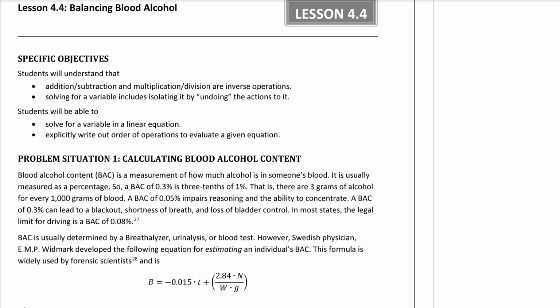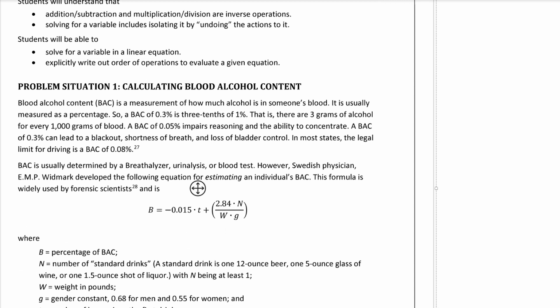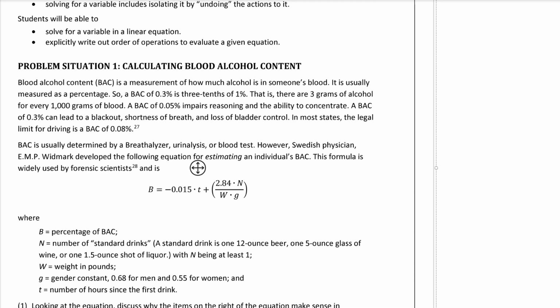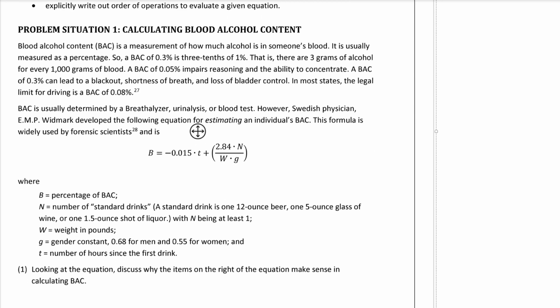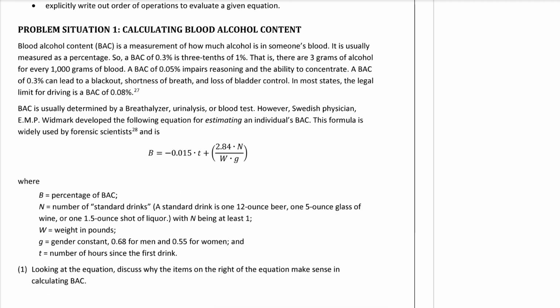So let's read the specific objectives. Students will understand that addition and subtraction, multiplication and division are inverse operations. Solving for a variable includes isolating it by undoing the actions applied to it. Students will be able to solve for the variable in a linear equation and explicitly write out the order of operations to evaluate a given equation. So finally we get to the point where we'll do mathematics that many of you will find familiar. So let's look at the setting of this question.